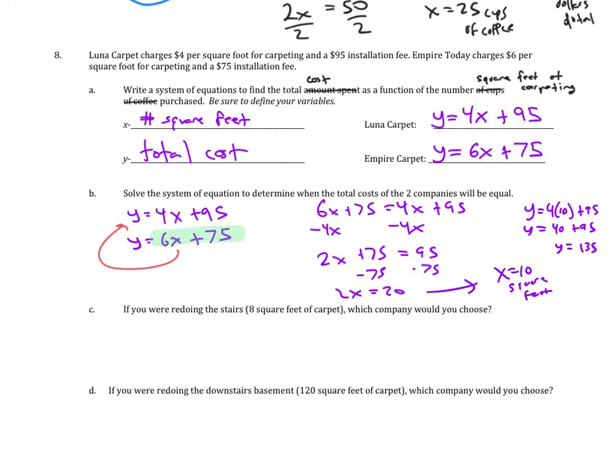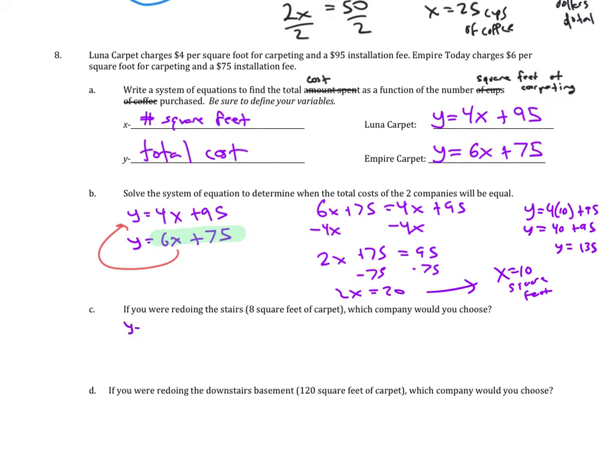C says if you're redoing the stairs, 8 square feet of carpeting, which company would you choose? Well, right now, I know that they're the same cost at 10 square feet, and this is less than 10. So which one would you pick? I guess we've got to check and see.